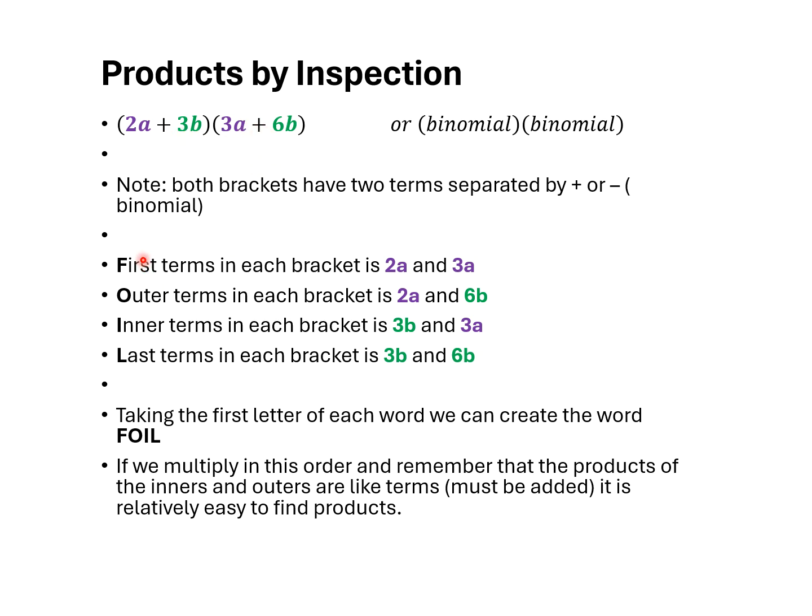Now if we spell that out, taking the first letter of each word, it spells the word FOIL. We multiply in this order, and remember that the products of the inners and outers are like terms. They're ab and ab, and they must be added. It's relatively easy to find the products. In short, when we multiply this out, my final answer should be three terms, binomial by binomial. Alright, so let's look at what I'm stating.